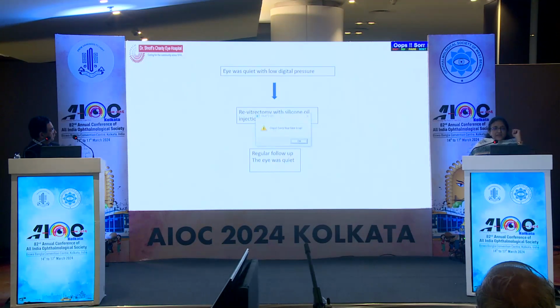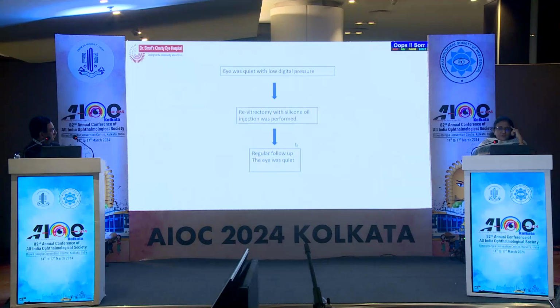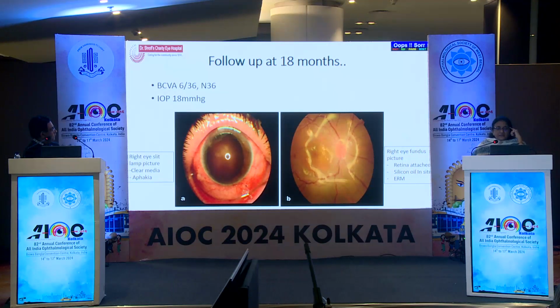So the eye was quiet with a low digital pressure. And therefore, we had to resort to a revitrectomy with silicone oil injection. And on regular follow-up, now the eye was quiet. The patient had recovered a vision of 6/36, N36. The pressures were good, they were 80 millimeters of mercury. The eye was quiet, and you see a good fundus, well-attached retina with silicone oil in situ with some amount of ERM formation.